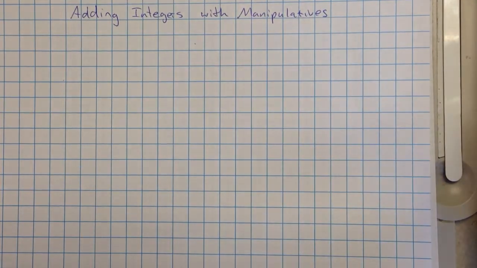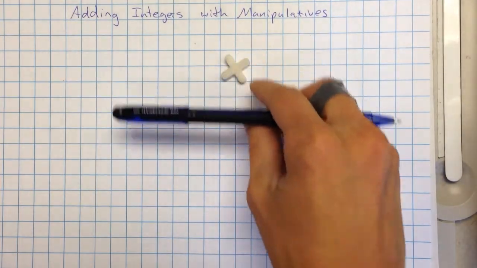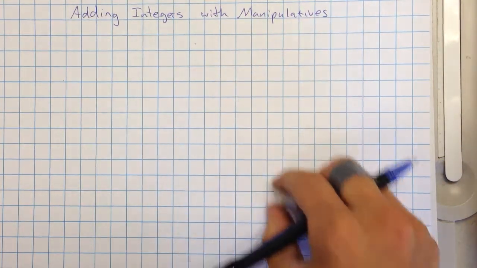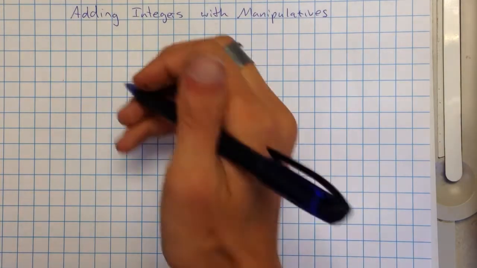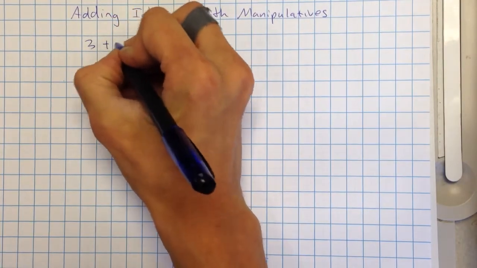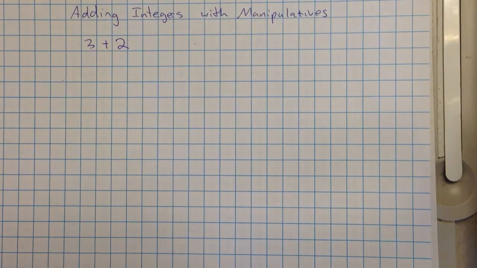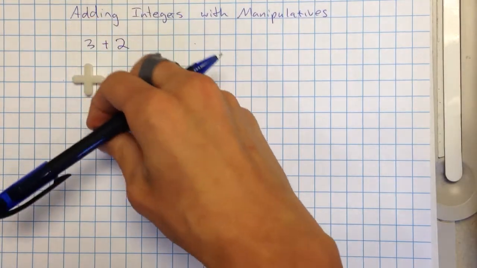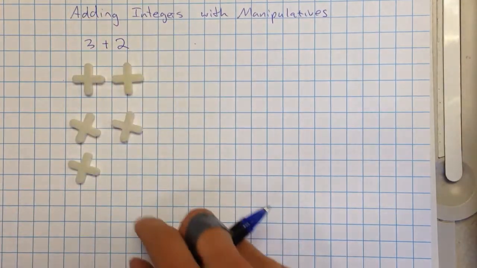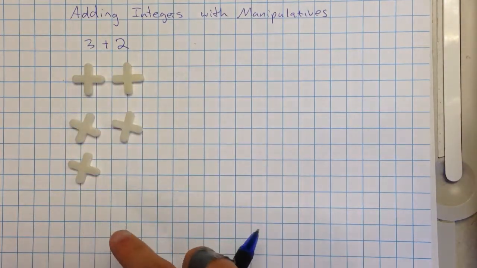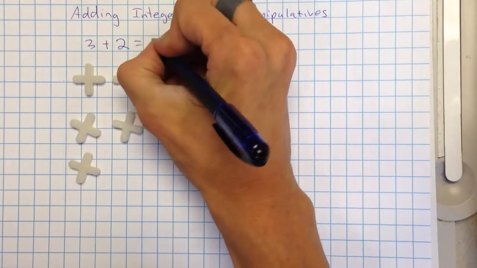Manipulatives are just objects that we can hold. So in our case, we're using little plastic pieces like this. We probably did this when we were really young, and we might have had a problem like 3 plus 2. To solve 3 plus 2, we would take 3 pieces, and then we would add 2 more, and then we would count 1, 2, 3, 4, 5, and you would know that the answer was 5.